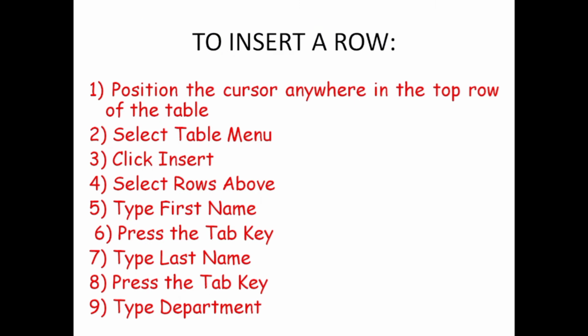So the next thing is, if we want to insert a new row in our table, we have to follow these steps. First, position the cursor anywhere in the top row of the table. Then select the table menu and go to the insert option. Inside that, select rows above or rows below. Next, type the first name, press the tab key, type the last name, press the tab key and type the department. One more thing to keep in mind: a row can only be added above or below a particular row, and a column can be inserted to the right or the left.